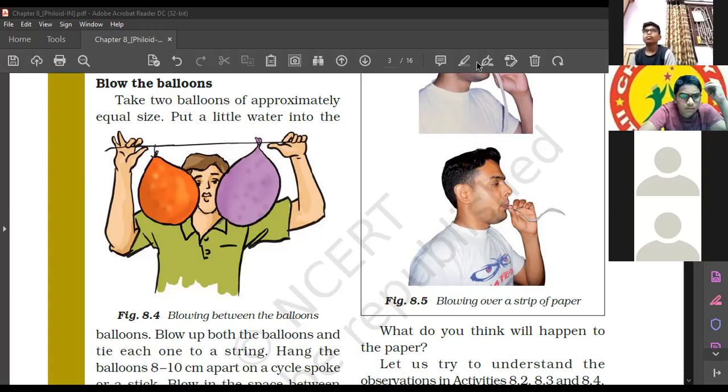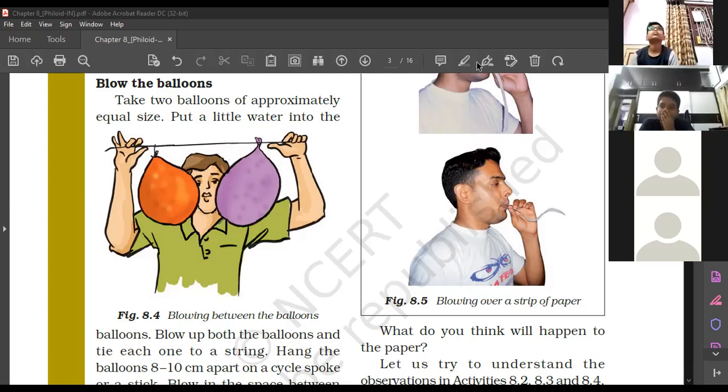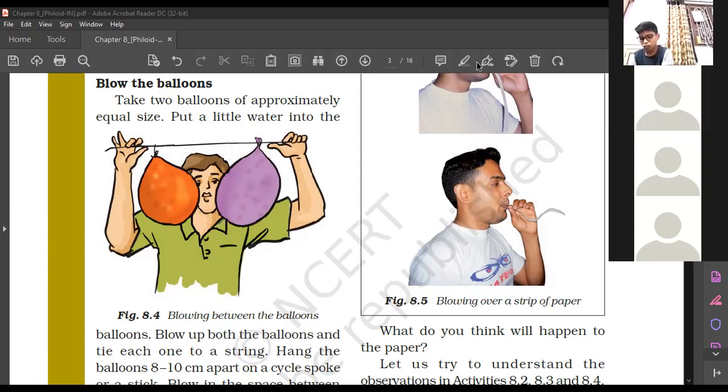Yes, sir. But on the sides of the balloons, the air pressure is very high, right? In between the balloons only, the air pressure will be low. But the other side of the balloons will have high air pressure. So due to the high air pressure on the other side, the balloons will move towards each other when you are blowing between the balloons. Understand that point?